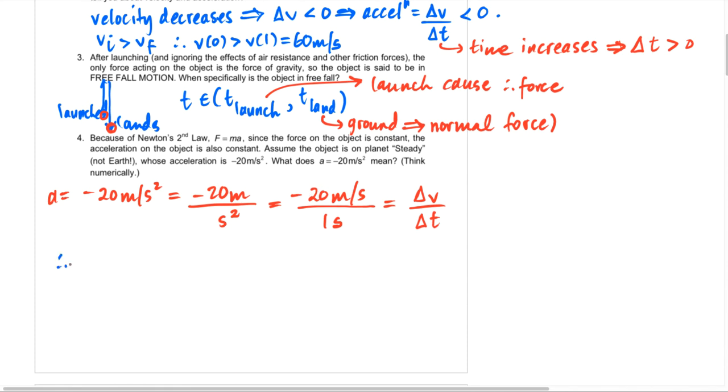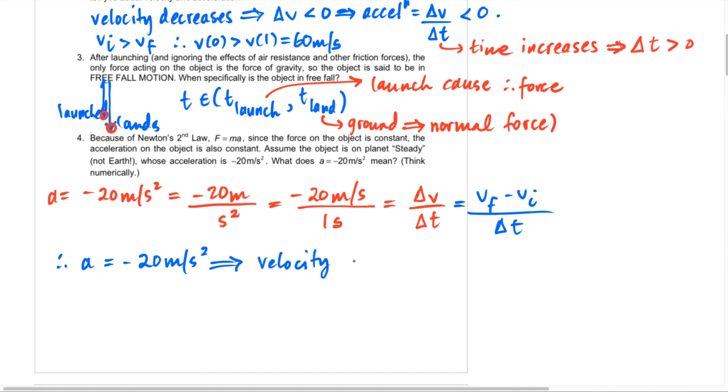Let's write that down. Therefore, a equals negative 20 meters per second squared implies that this is v final minus v initial, or v later minus v earlier, rather. So the velocity decreases by 20 meters per second every 1 second. Now we also know that, because we are on planet steady, that the acceleration is constant.